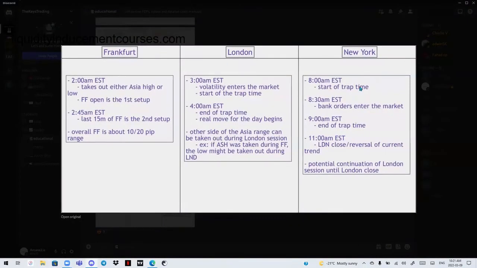And then these are the timings. Which is the best session to trade for us? New York, because Frankfurt opens and it clears Asia. London sets the direction for the day at the end of London, and that means New York either continues the direction for the day, or London is inducement, higher time frame inducement.